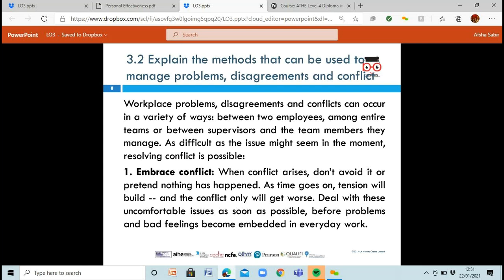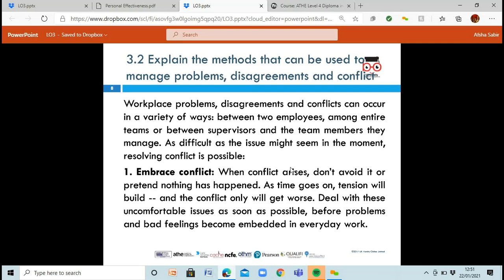So it can be between two employees, or it can be between the whole teams, or even supervisors and the team members. So it's either between two people, it's between full teams, so the whole team is not getting along, or it can be the person in charge of the team and their team members. So if they've got an issue with you being their leader, the work's not going to get done.